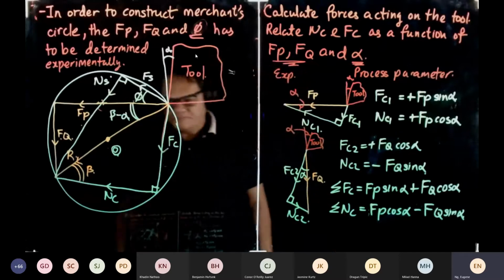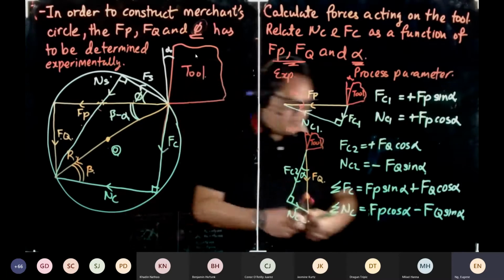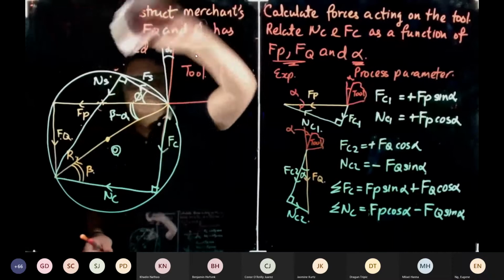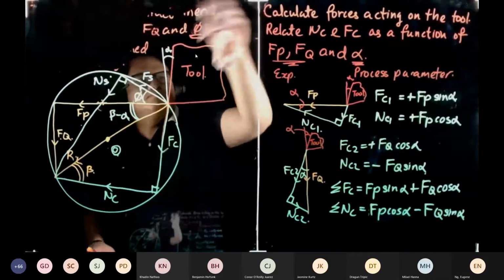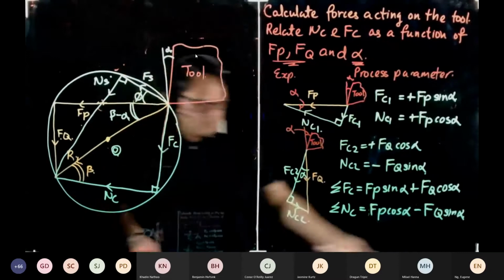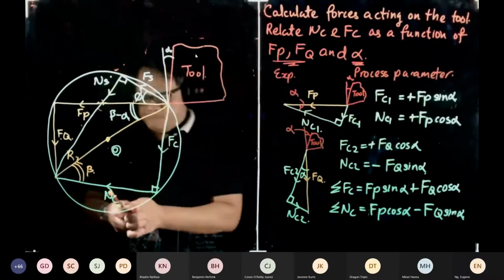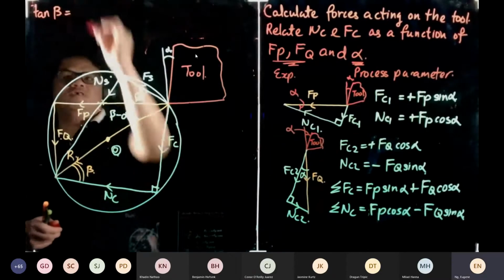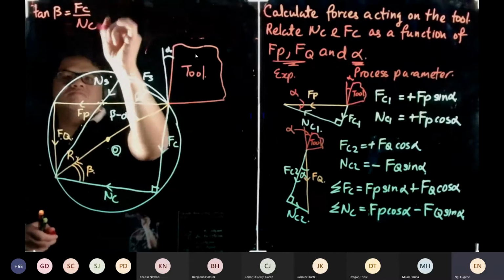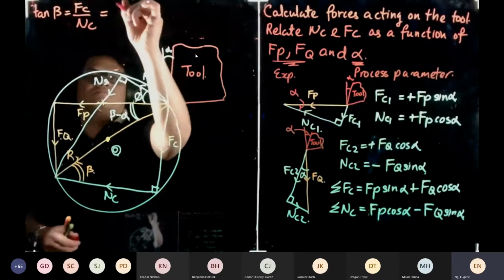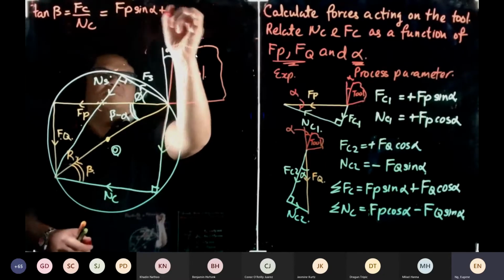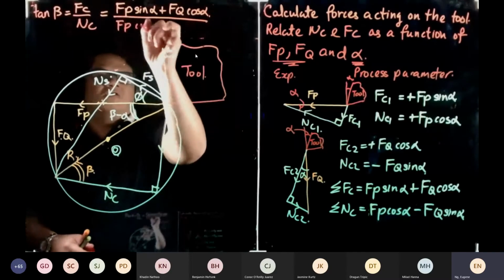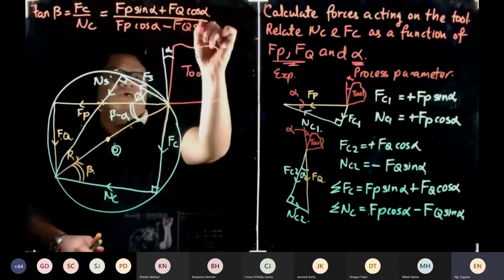We want to calculate tangent beta. Okay, so tangent beta is equal to FC over NC, right? So FC is FP sine alpha plus FQ cos alpha, divided by FP cos alpha minus FQ sine alpha.